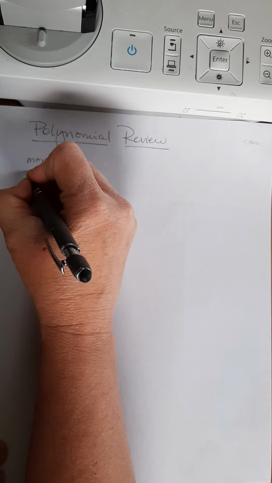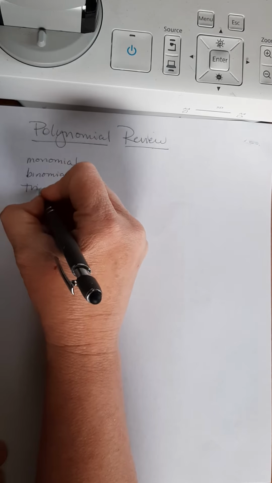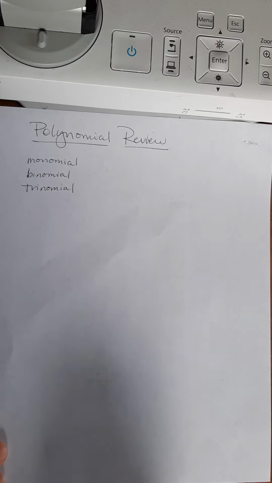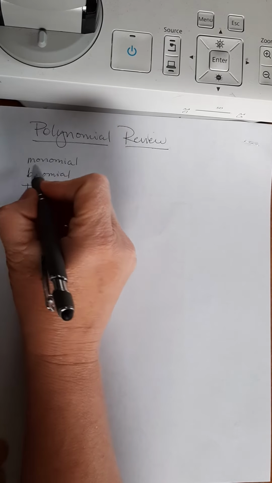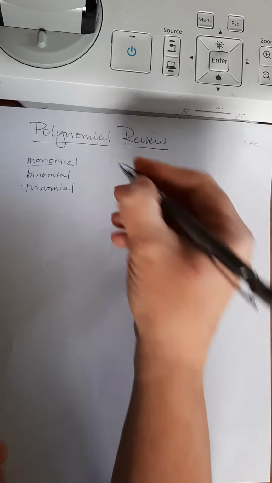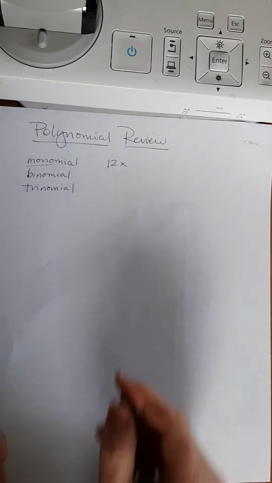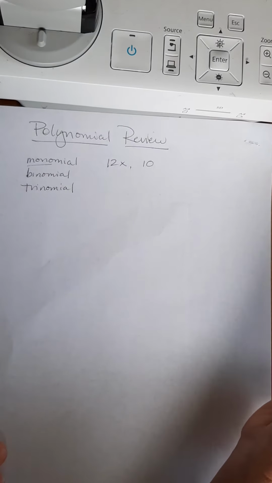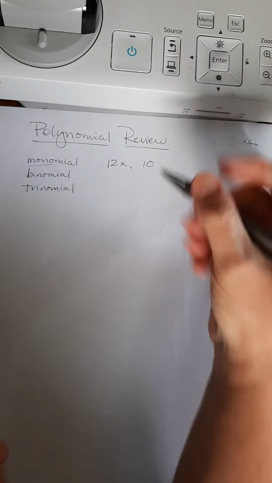You've got monomial, binomial, trinomial, and anything really above that reverts back to the general term of polynomial. Prefix mono, of course, means 1, so that would be something just like 12x. It could also be something as simple as 10. In other words, this has no variable, but it's still just one term.